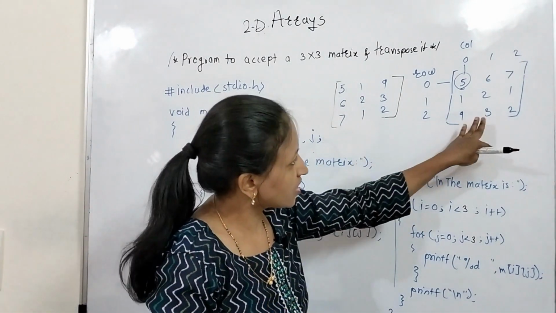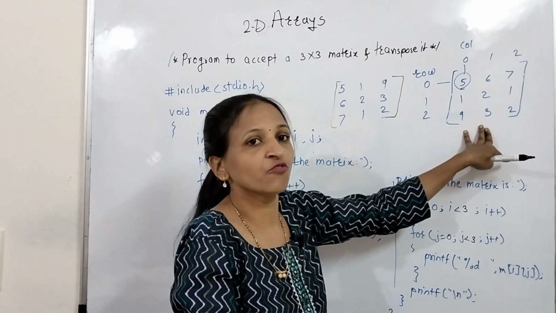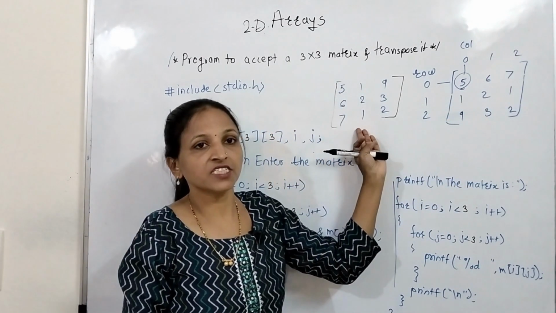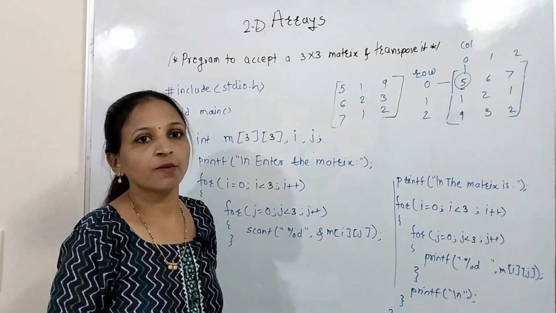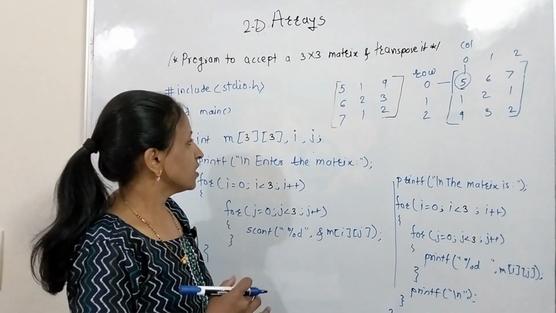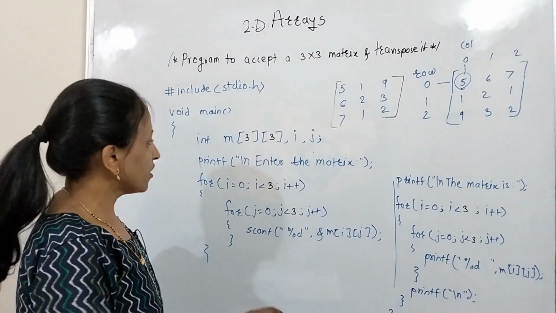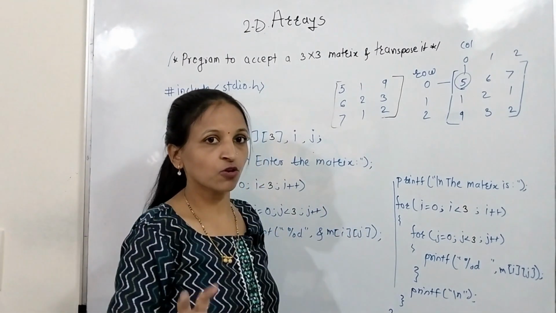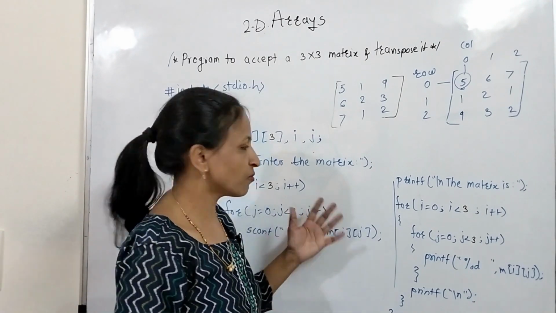Actually we have to transpose the matrix itself, whatever we have accepted. Means this should get converted in this way, and for that I am going to explain the program, how to do this transpose. I have written here how to accept the matrix and how to display the matrix. We have already seen the logic for that. Again I am going to explain.